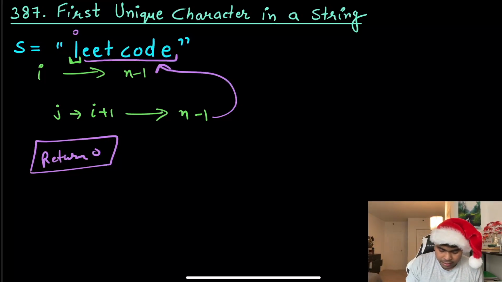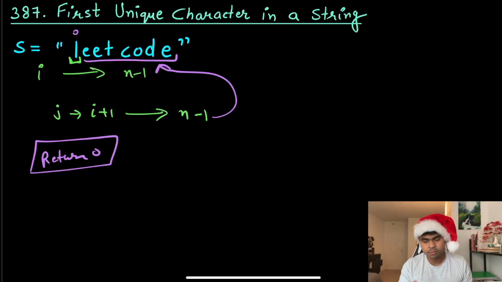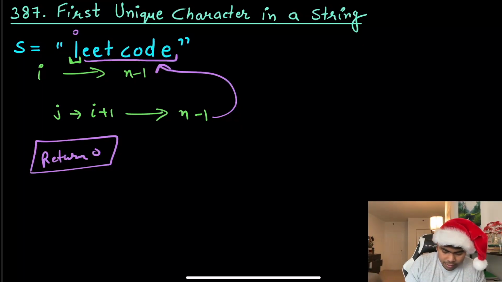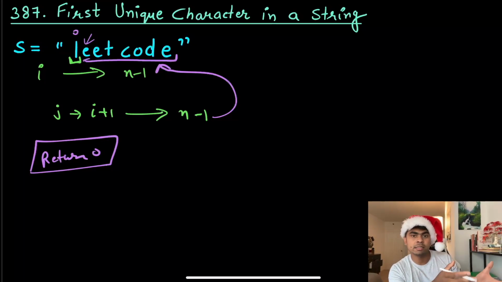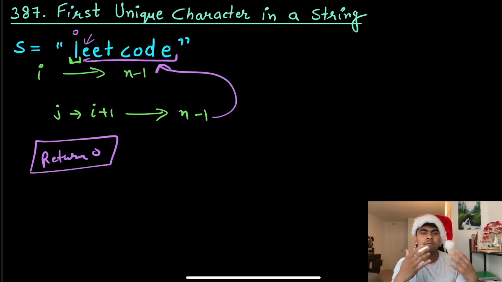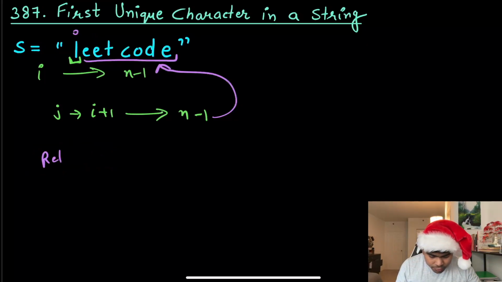And if this character occurred somewhere later, then we can just break out of that loop and come back to i, and i will be incremented. So I will start from here. Then we will check for E. If E doesn't exist anymore, then we can return the index of E. Otherwise, we continue finding our answer. Well, that was a very naive way of solving this. What would be a better way of solving this?